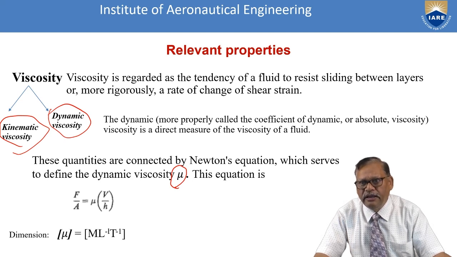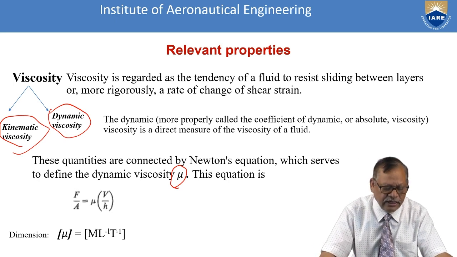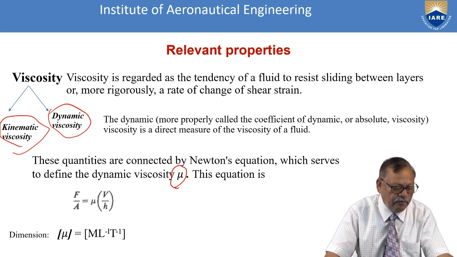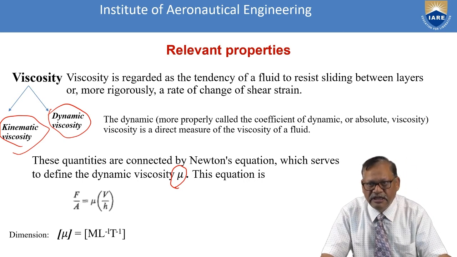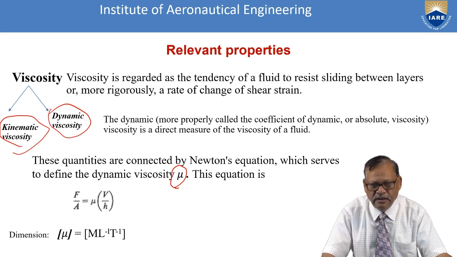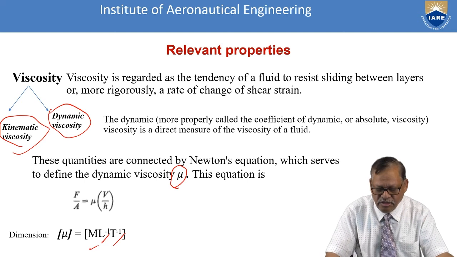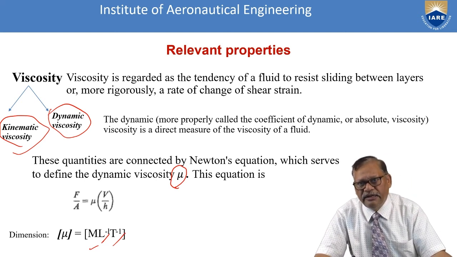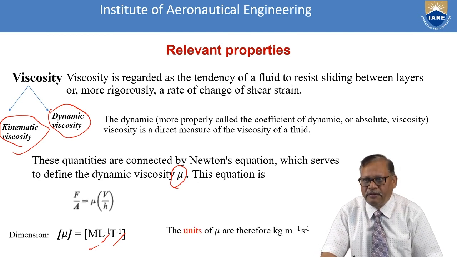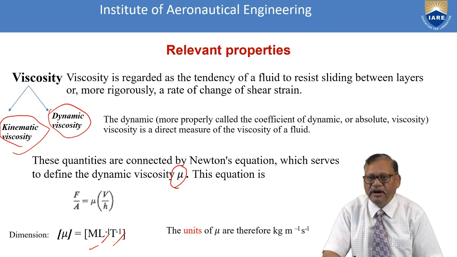So we can write mu is equal to F into H over A into V, and if we solve it, we will get kg per meter per second. Kg per meter per second, correct? So with this, we can measure the dynamic viscosity. The unit of mu is kg per meter per second.